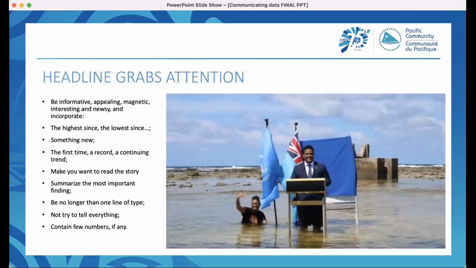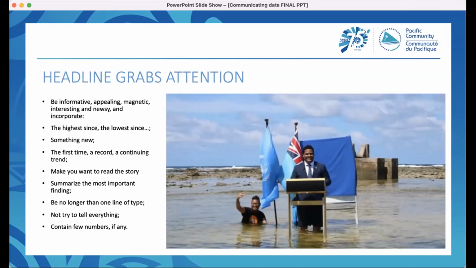Along with the opening paragraph, the headline is one of the most important parts of a media release. We're all guilty of scanning headlines online to decide what to read. The headline, obviously, should make you want to read the story. And look, the headline should be informative, appealing, magnetic, interesting, and newsy, which is a lot. But all of that is just to say that it should grab the reader's attention. It should pique their interest and make them interested in reading the story below it.